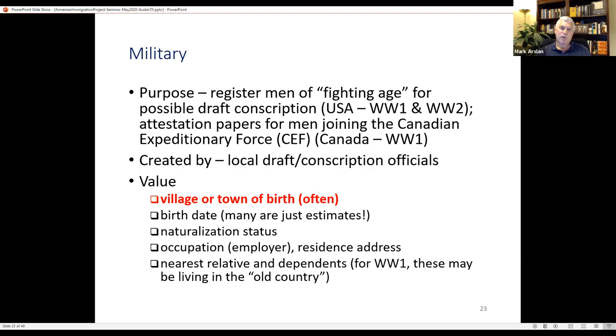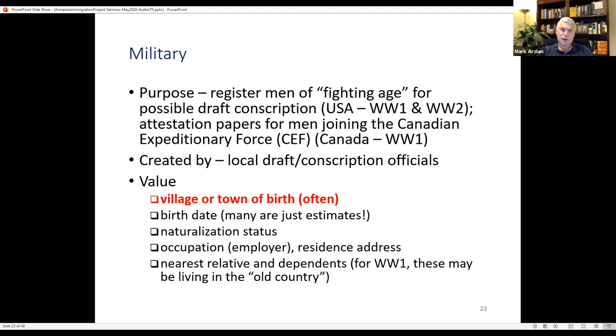The best part about the draft registrations is they show in many cases what village or town they were born in. And so I may have something that just gives the province or Armenia or Turkey or Russia, but then I find the draft registration, it actually says Sergeville, which I know is just a town of about 1,000 people in the province of Erzurum. So that's the great thing about the draft registrations is they give the town or village of birth in a lot of cases.